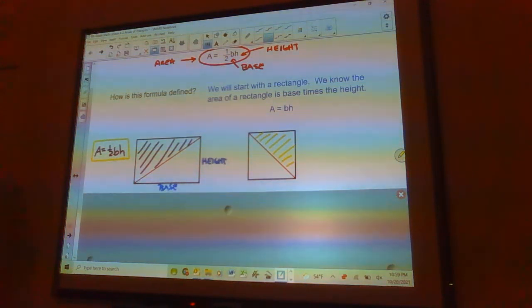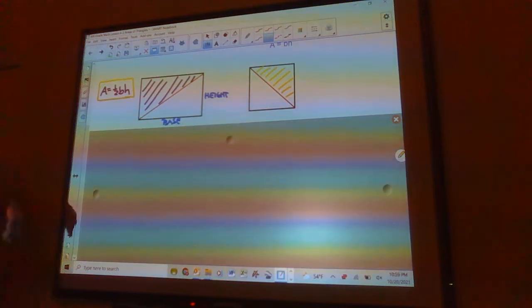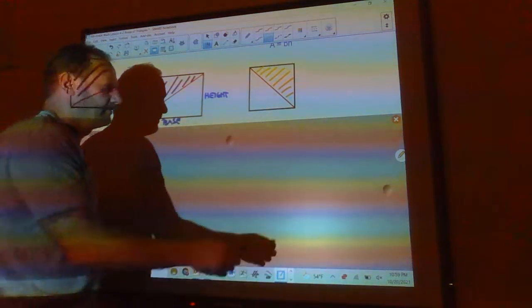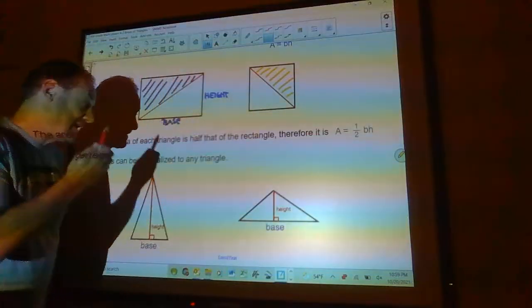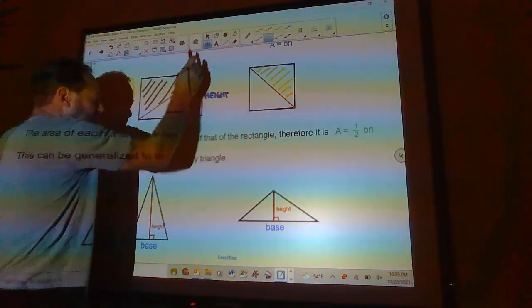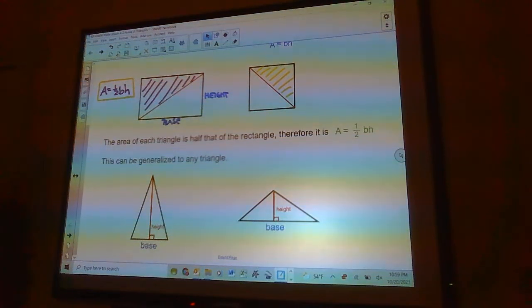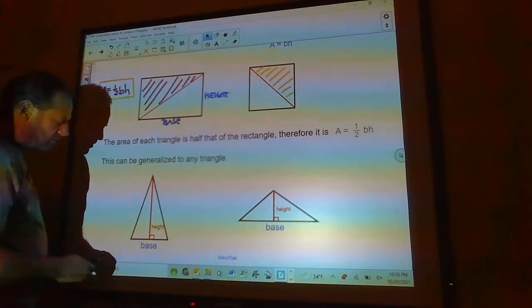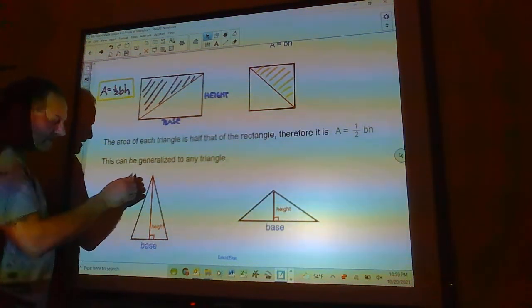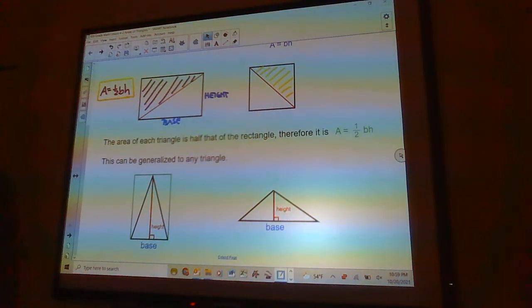Now that's great that it works for right triangles like this, where you've cut a rectangle in half. Does it work for any kind of triangle? And the answer to that is yes. This can be generalized to any kind of triangle. So I've got this right here. Here's my base, here's my height. Now what if I call this rectangulating my triangle by doing this? I form a rectangle around the outside.